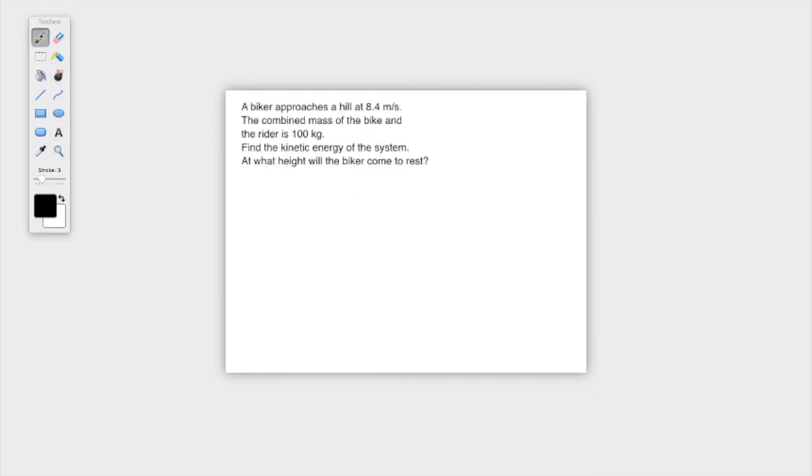What we have here is a practice problem. This is a warm-up question. It doesn't require the definition we derived earlier with work. It's just an energy problem. A biker approaches a hill at 8.4 meters per second, and the combined mass of the bike and the rider is 100 kilograms. You're supposed to find the kinetic energy of the system and what height the biker will come to rest.